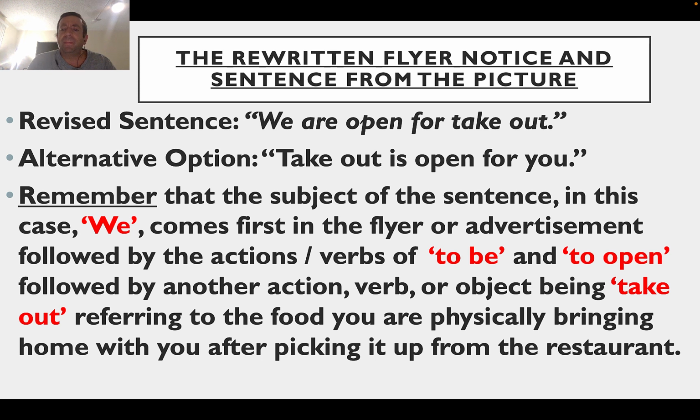But if we're talking about American English, which you probably know my videos focus on primarily, although nothing against British English, of course, takeout is used instead of takeaway. So takeout obviously is at the end of our revised sentence, and takeout refers to the food you're physically bringing home with you after picking it up from the restaurant. So remember, we have the subject, we, then we have the couple verbs, we are, open, and then we got the preposition before the last object being takeout, we are open for takeout.